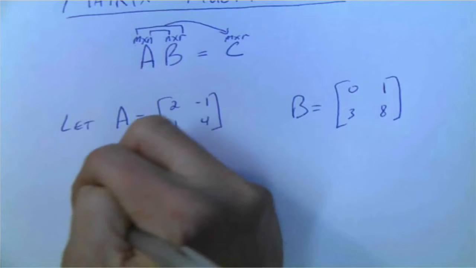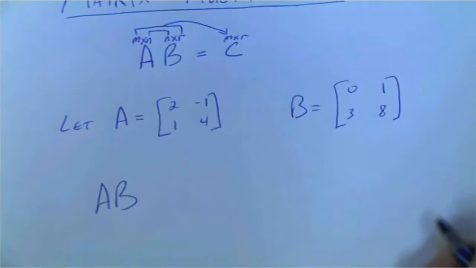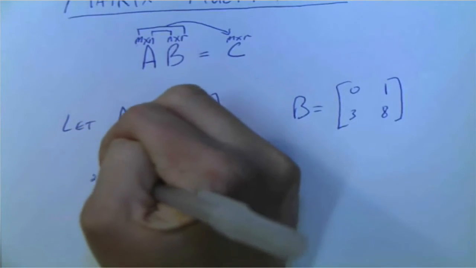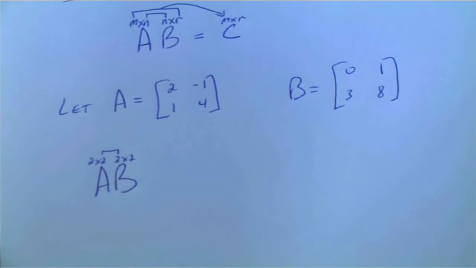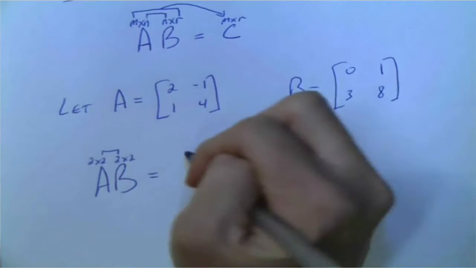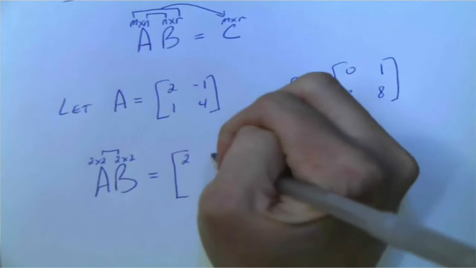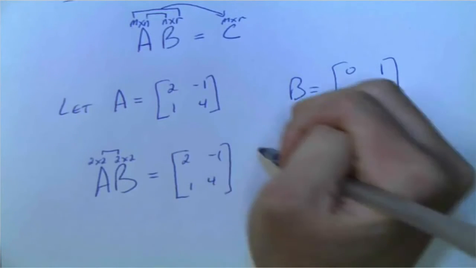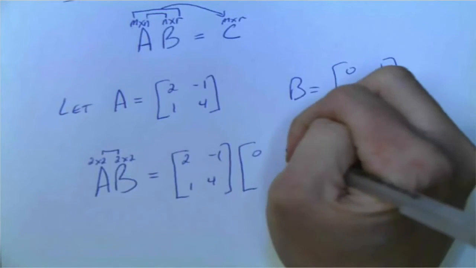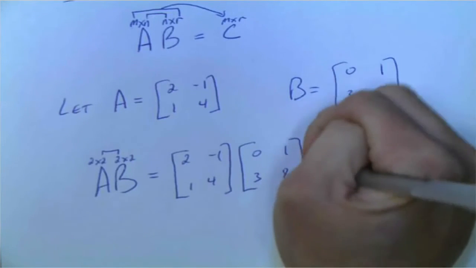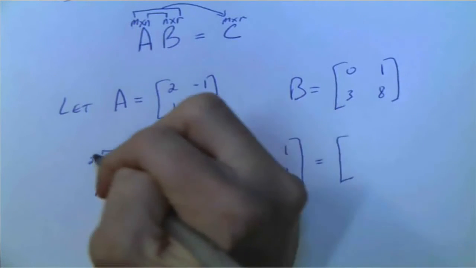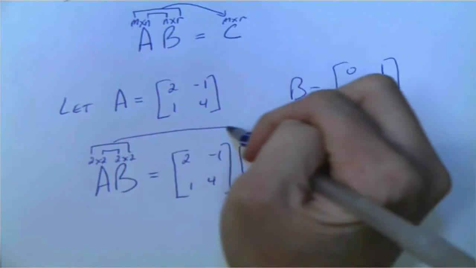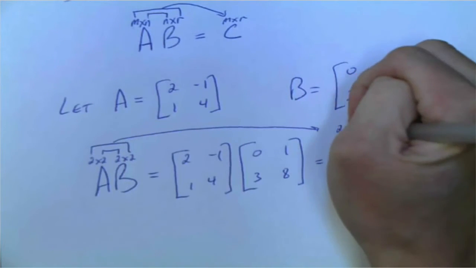So A times B. Now, this is a 2 by 2. This B is also a 2 by 2. Those two inside numbers are the same, so yay, we can actually multiply these together. I would write matrix A first, 2, -1, 1, 4, and then matrix B right next to it, 0, 1, 3, 8. The resultant matrix will be another 2 by 2.